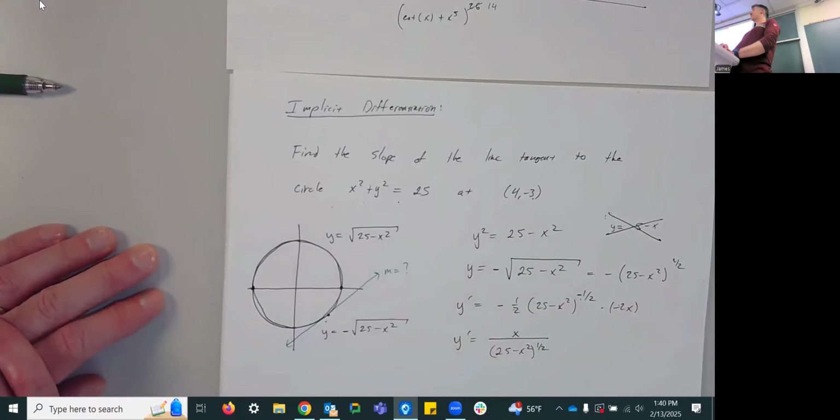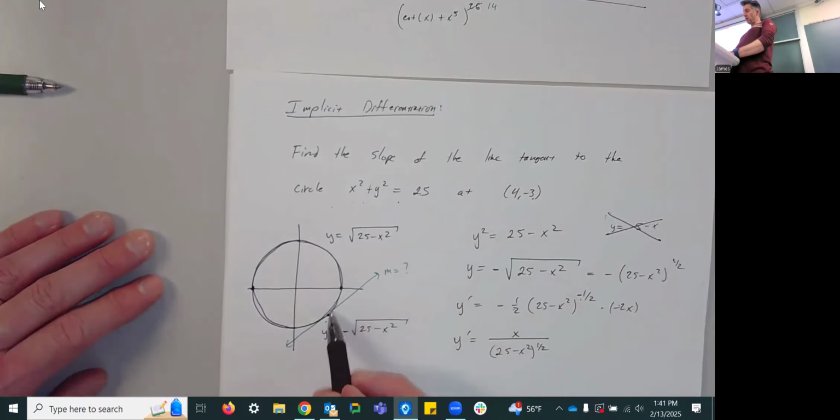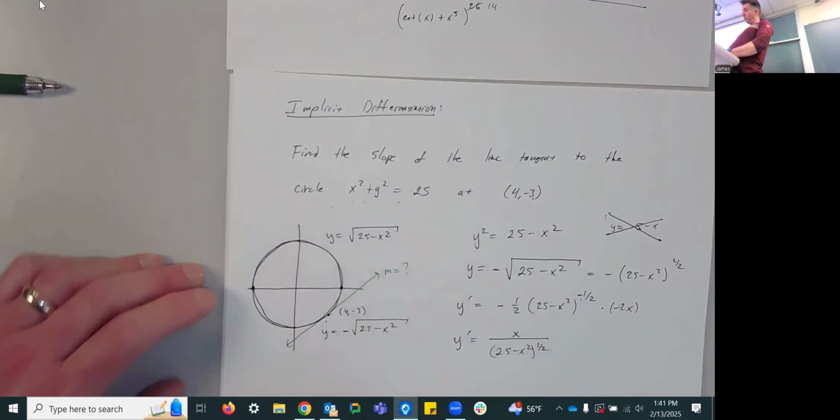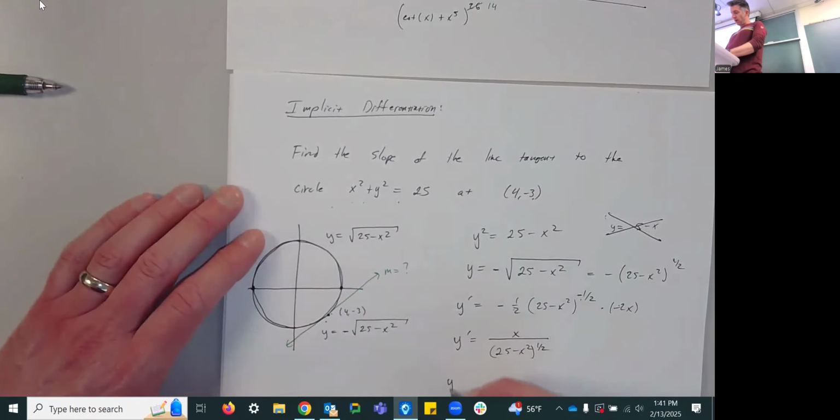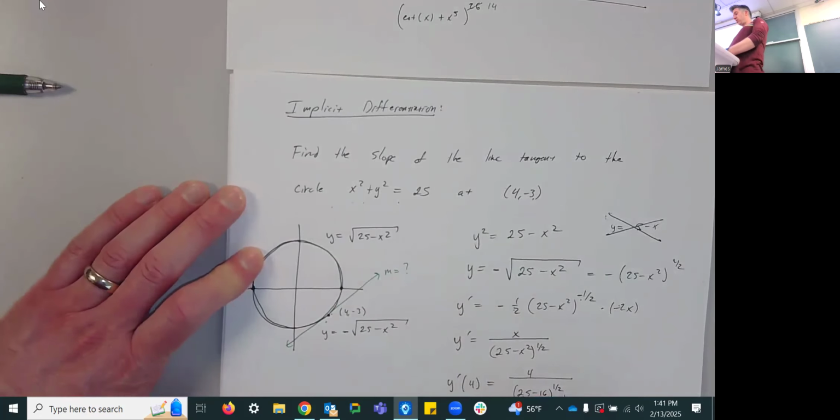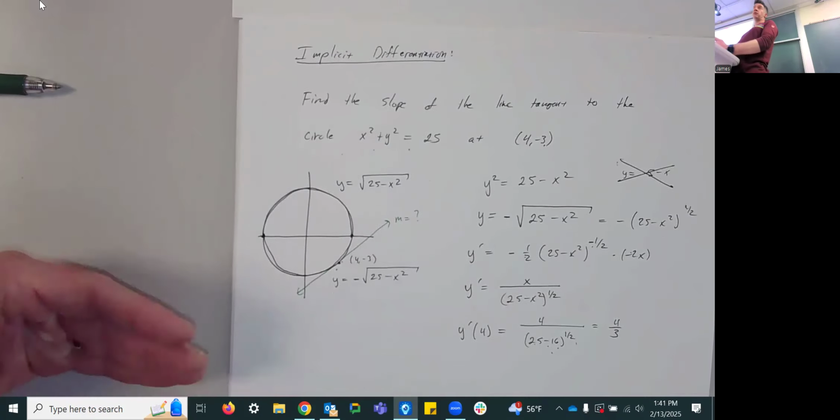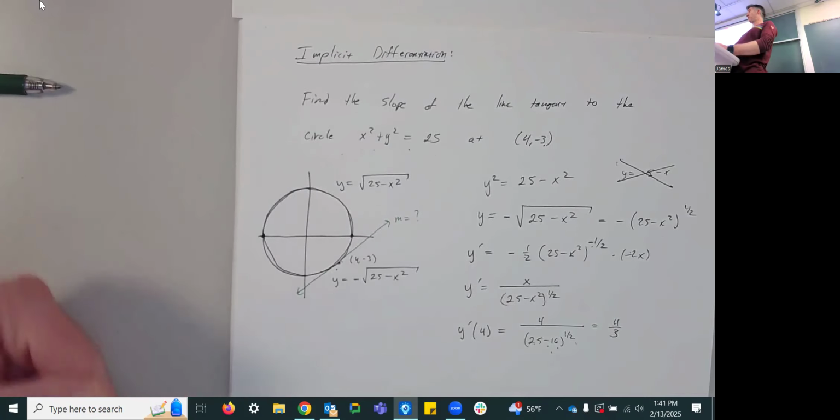And now, if we plug in, what was our point? (4, -3). So if we plug in x equal to positive 4, we're going to see that y prime evaluated at x equal to 4 is going to be 4 divided by the square root of 25 minus 16. 25 minus 16 is 9, the square root of 9 is 3, so we get positive 4/3. And certainly, our line looks like it has a positive slope, right? It's definitely positive.